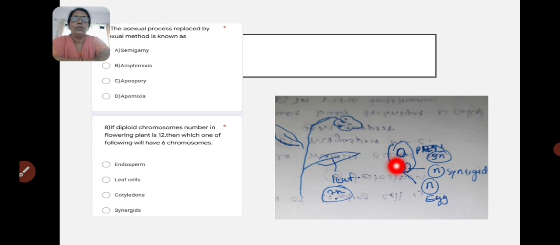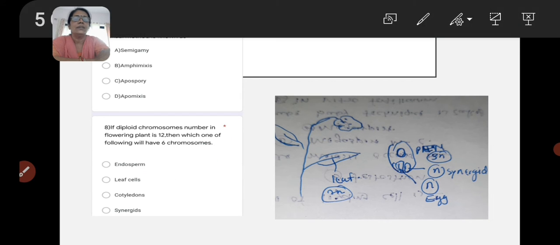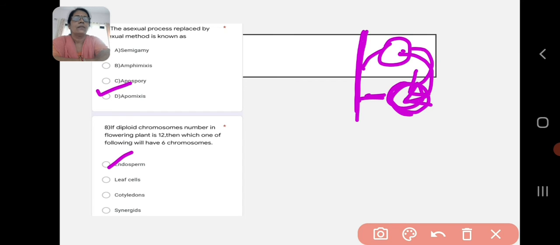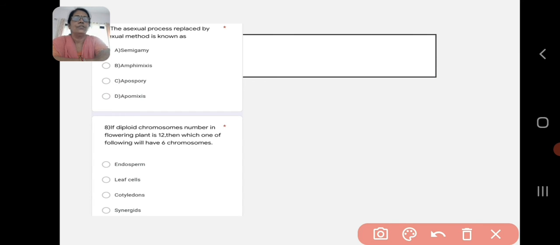Cotyledon is also 2n, the same as the plant, so the cotyledon also contains 12 chromosomes. And synergid contains 6 chromosomes. Which one of the following will have 6 chromosomes? Your answer should be synergid. Okay.